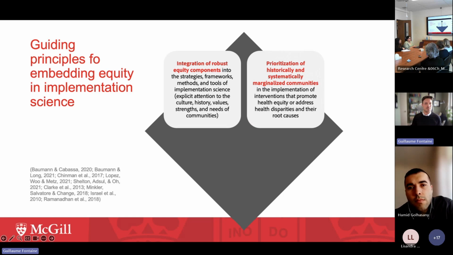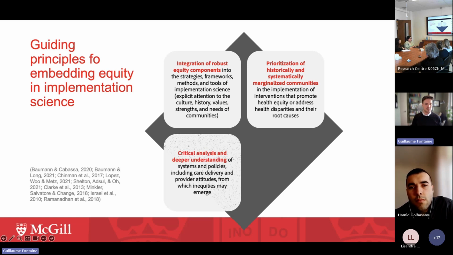The second one would be to make sure that we're clear about which communities we're working with and specifying that from the onset of the project, and working with communities that don't have the same level of access to services as other communities. The third guiding principle would be to really have a critical perspective and a deeper understanding of the systems and policies and what are the key barriers at different levels to improving care.